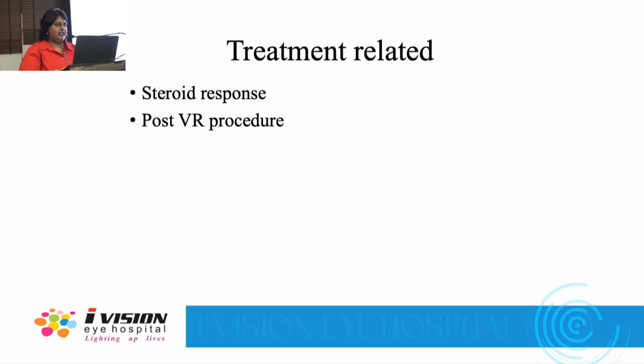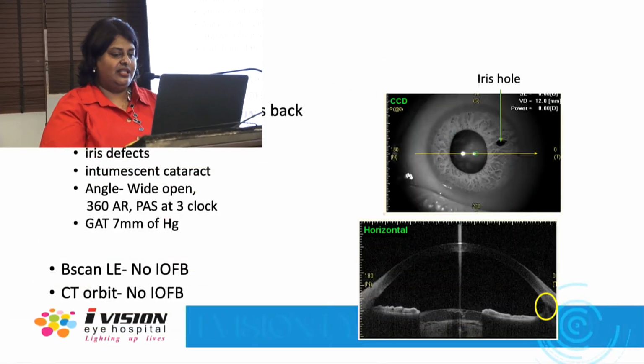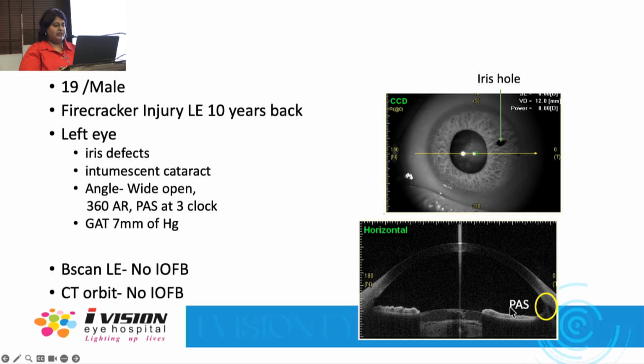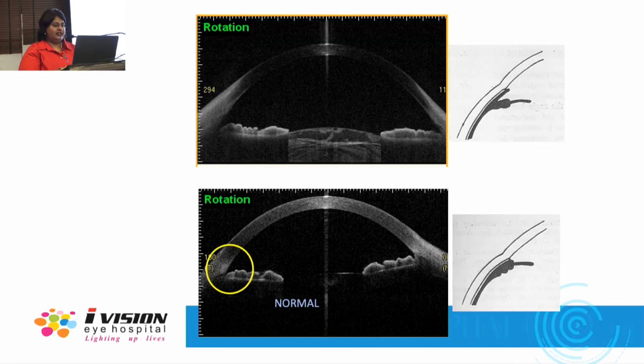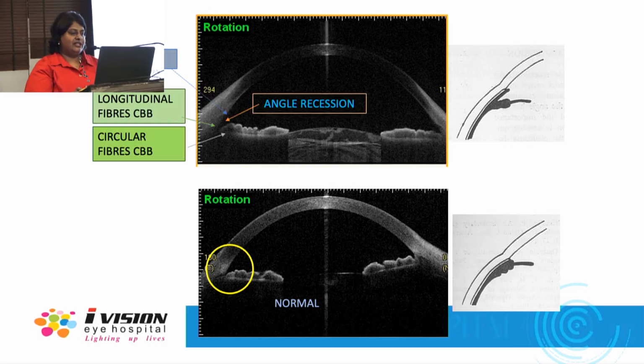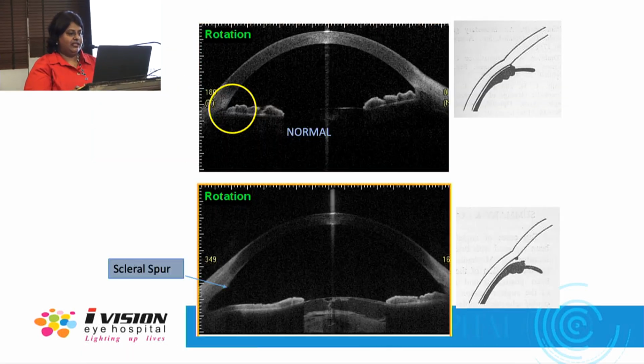Just wanted to show this case where every finding possible in trauma is there. That is an iris hole there. That is an ASOCT picture. That is a PAS in the yellow circle. And this patient had both angle recession and a cyclodialysis cleft. So one patient with all the findings. Thank you.